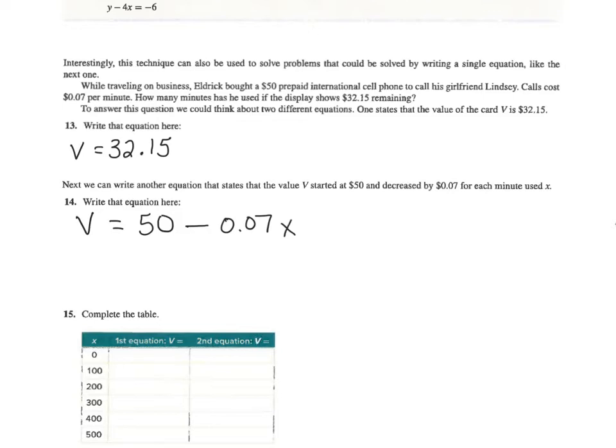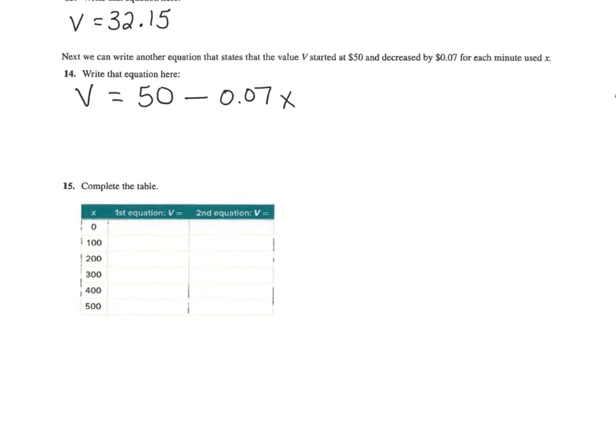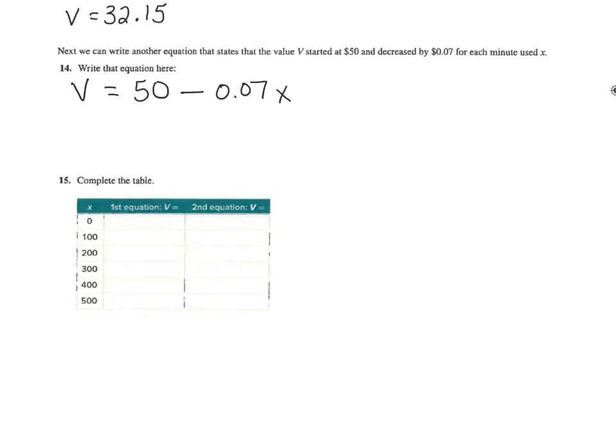Next, they want us to complete the table. Again, with the first equation, our outcome is $32.15 for each one of those. I'm going to pause this. Feel free to continue to write that for every single outcome. With the second equation, we're going to substitute the input values of 0, 100, 200, etc. in for X, and then we'll get our output V. Are we getting the same thing? I hope so. Let's go on to the next page.